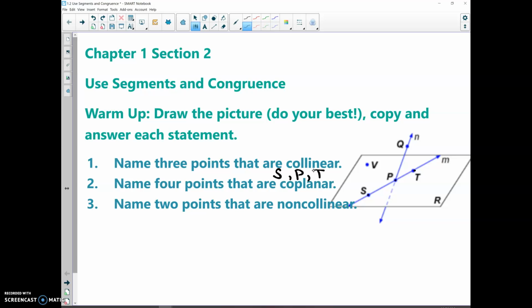So they all share and are on the same plane. This plane R here has S, P, and T from the line and also V. S, P, T, and V. Name 2 points that are non-collinear. So they are not shown right now on the same line. You could do V and Q, and there are a bunch of different options there.